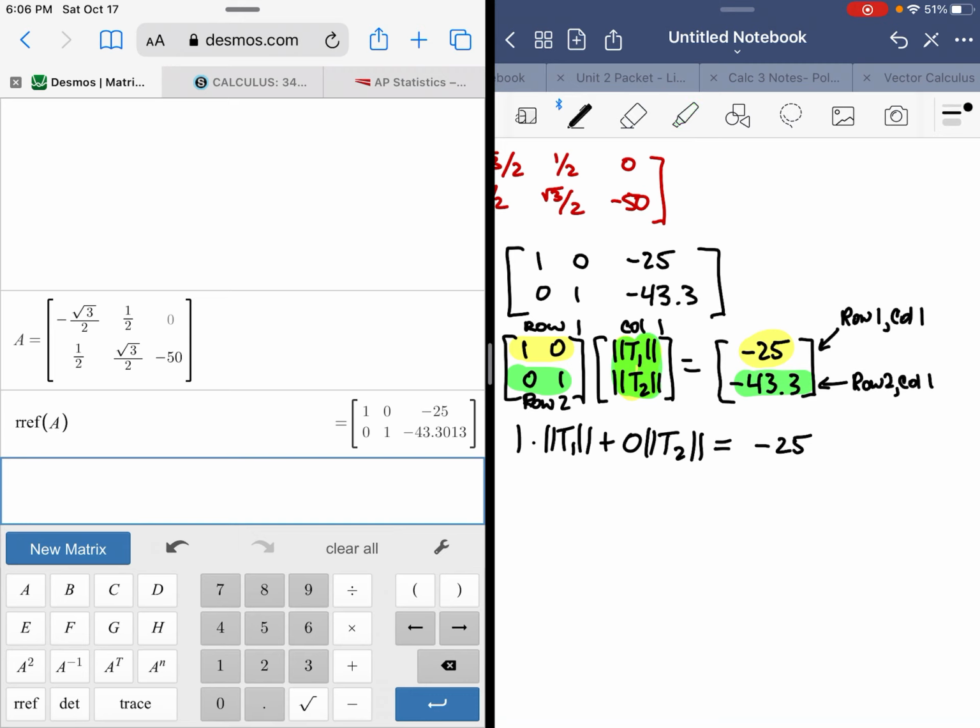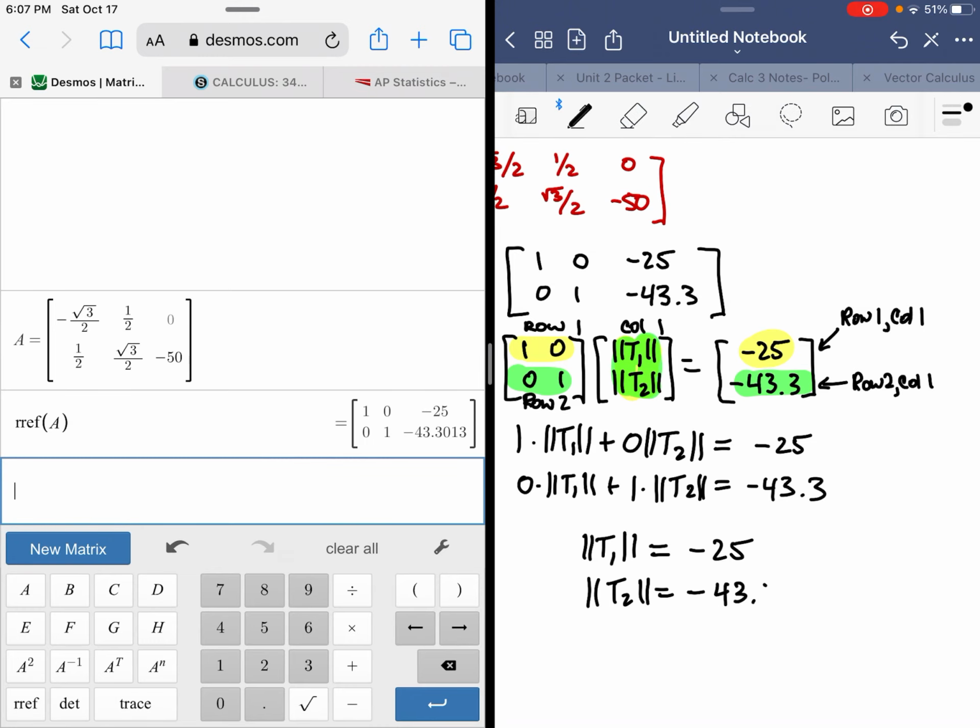So that tells me that 0 times T1 plus 1 times T2 would be equal to negative 43.3. All right. Now there's a shorthand way of addressing this, but I'll get to that in a second. This is more theory, a combination of theory and practical approach. So T1 is going to be equal to negative 25. T2 is equal to negative 43.3.